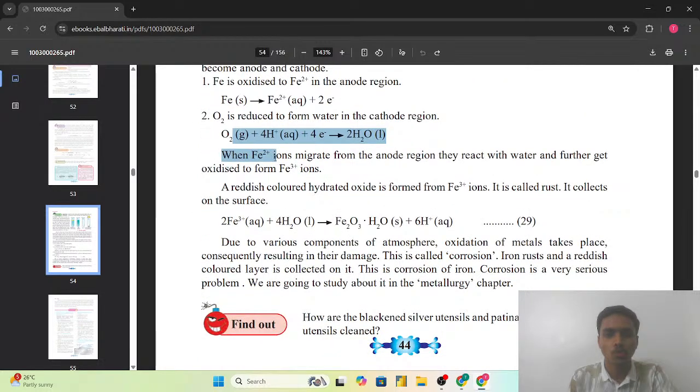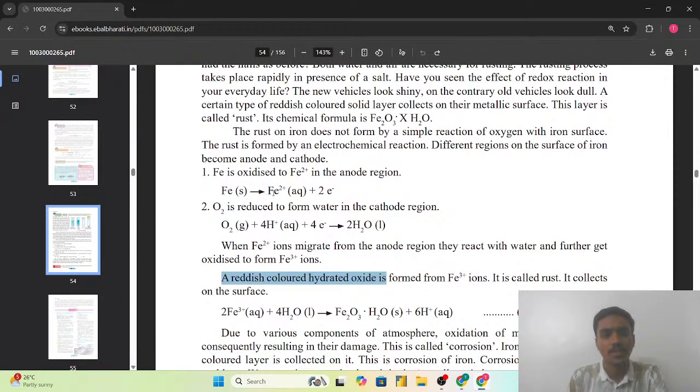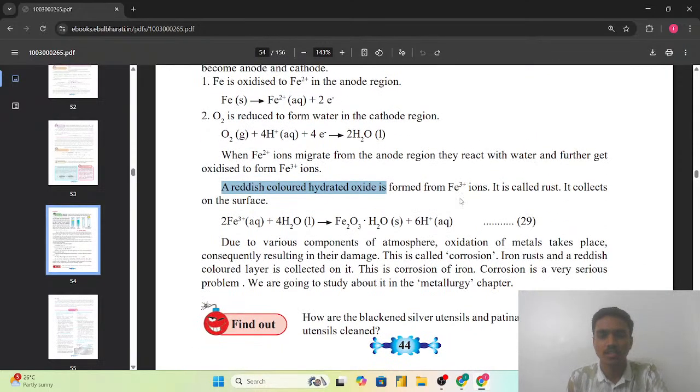So when Fe2+ ion migrates from the anode region, it reacts with water and further gets oxidized to form the Fe3+ ion. A reddish colored hydrated oxide is formed from the Fe3+ ion. It is called as the rust. मतलब जो यहाँ पर रेडिश कलर का हाइड्रेटेड ऑक्साइड जो कि हमें यहाँ पर मिल रहा है, जो कि फेरिक आयन है, that is Fe3+ ion, that is only it is called as the rust. It collects on the surface of the metals.